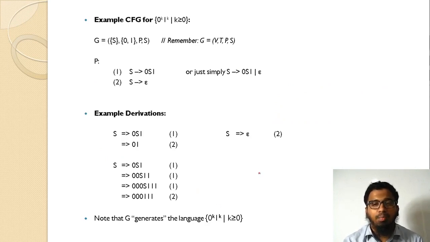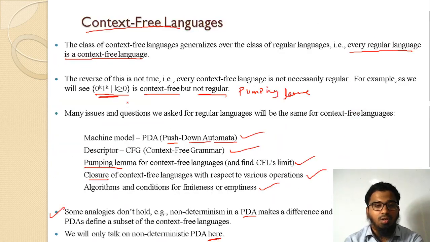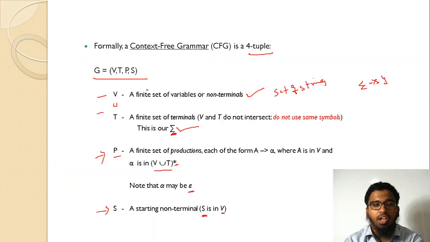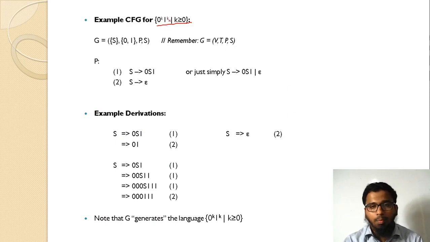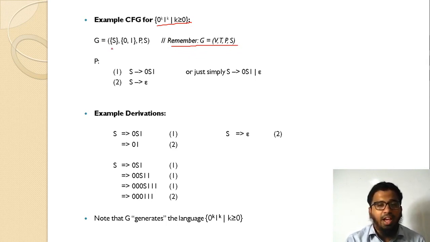We will see an example. As I told you, first this 0 power k, 1 power k with k greater than or equal to 0. So here, as we have the 4 tuples, G is equal to V, T, P, S. What is V? V is S. And what is T? T is 0 and 1. For P and S, we need to find the production and we need to find the S.